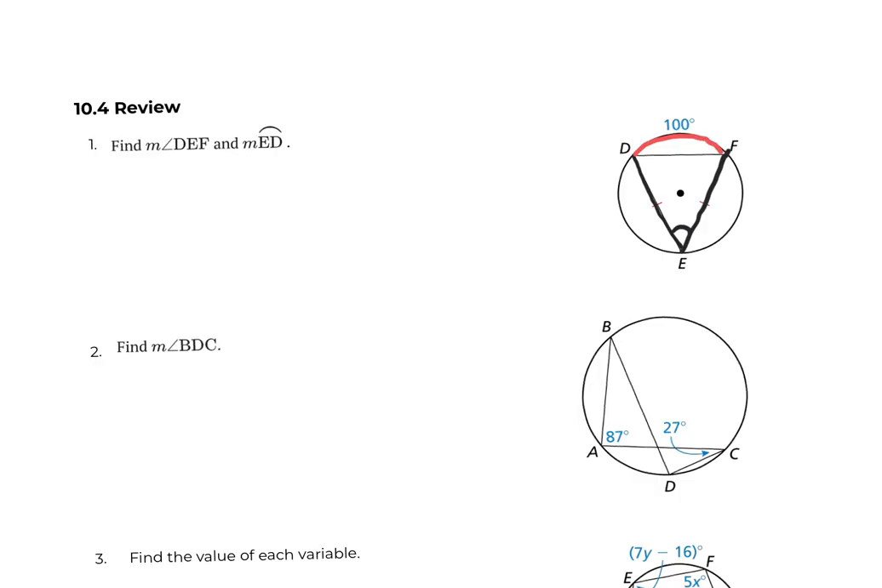And when we look at an inscribed angle, that's kind of what it's going to look like. You're going to have an angle. The difference here is this angle is all the way to the edge of the circle, okay? That's what makes it an inscribed angle. It touches at point E.